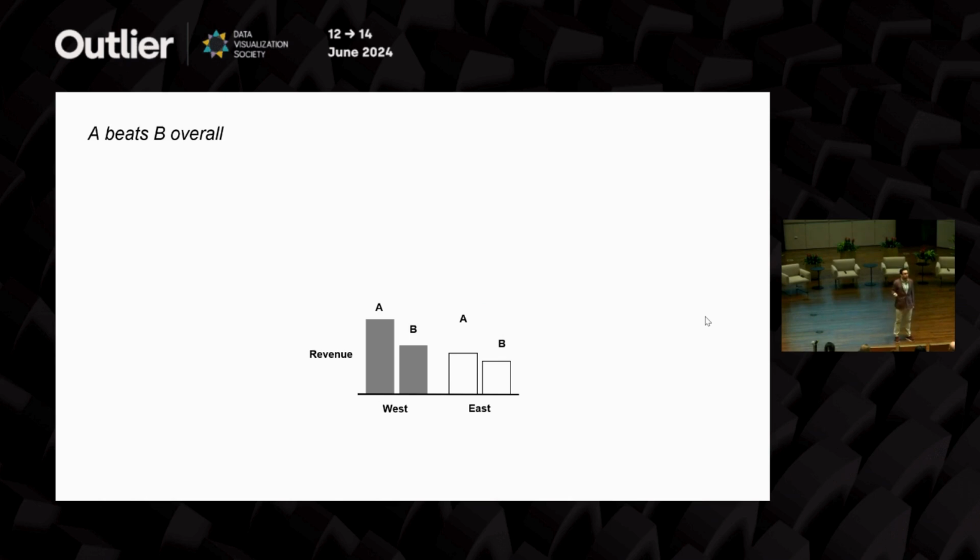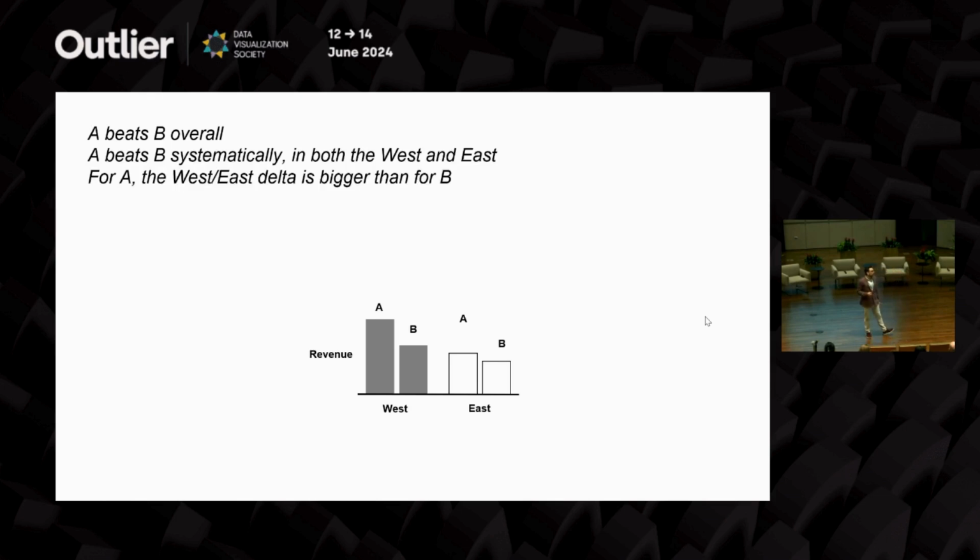There's lots of stuff you could say right now. You could say A beats B overall. You could say A beats B systematically in both East and West. You could say for A, the East-West delta is bigger than for B. You're doing this thing with your fingers right now, right? You're playing with all the possible comparisons that you can make. For the West, that's true.